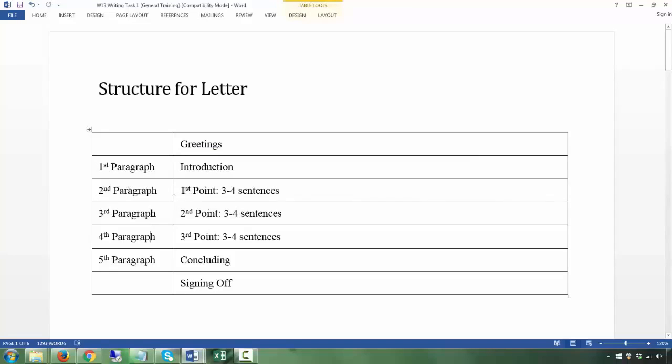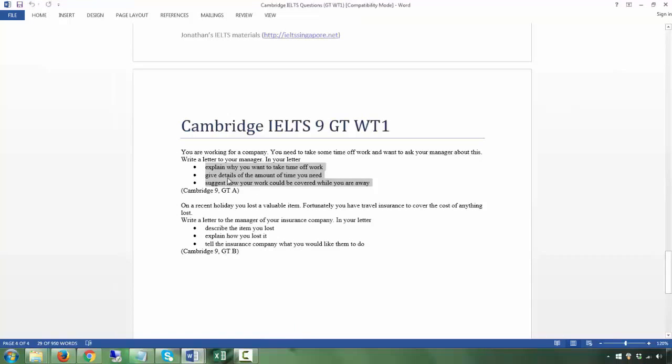So the second paragraph, you start with addressing the first bullet point. The third paragraph, you address the second bullet point, and the fourth paragraph, you address the third bullet point. And each of these paragraphs should have about 3 to 4 sentences. So for example, say the second paragraph, you're going to address the first bullet point. It says explain why you want to take time off work. So you are going to write about it.